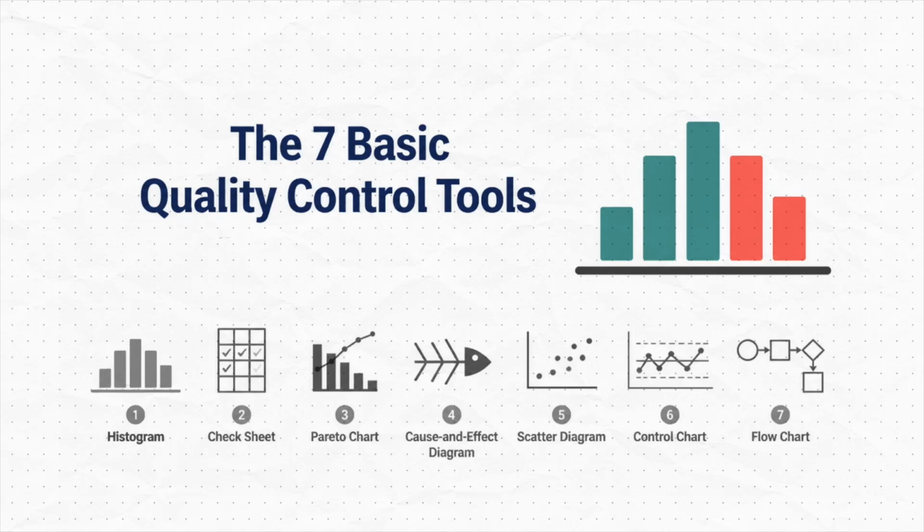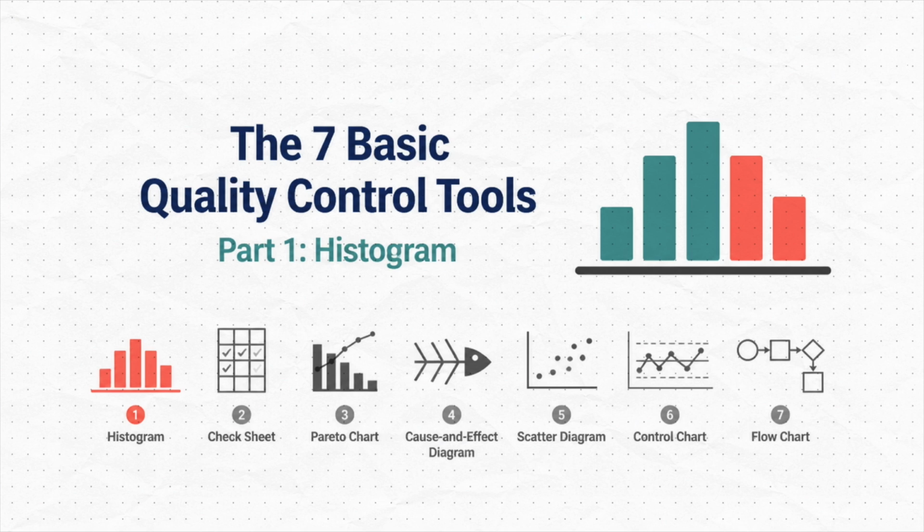This is the first video in a new series covering the 7 basic quality control tools. These 7 tools form the foundation of process improvement in Lean and Six Sigma, and almost every quality problem you will ever face can be analyzed with at least one of them. Today, we start with the histogram.